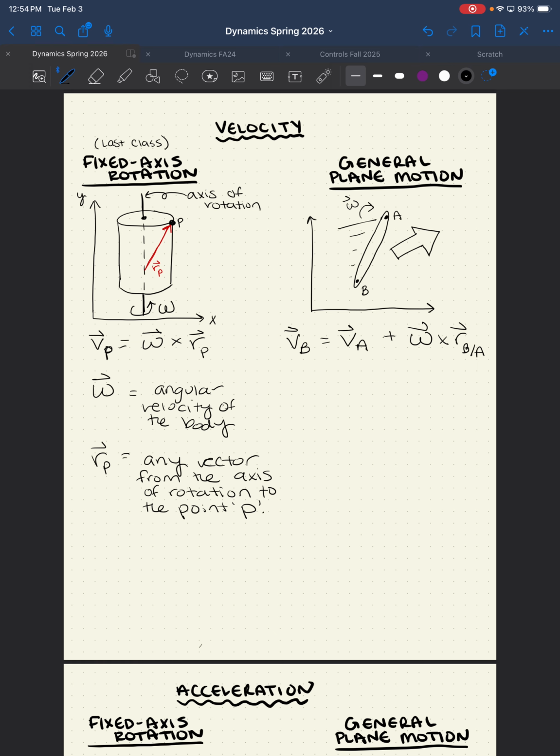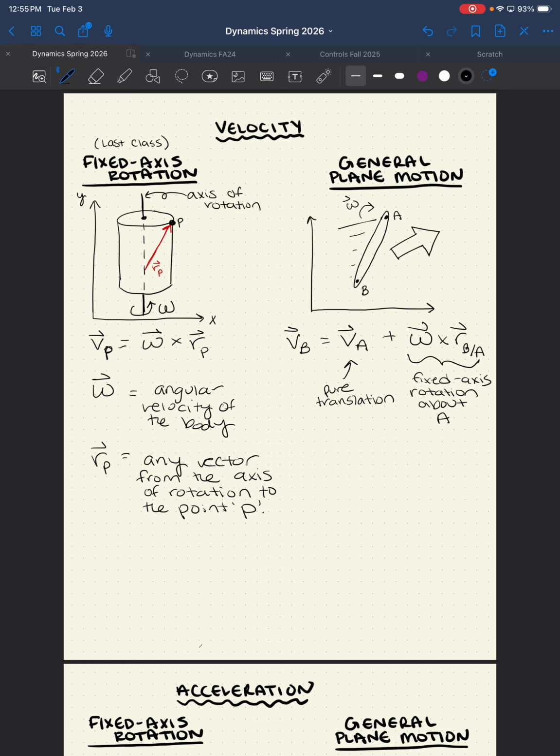Okay, so here we have a pure translation. And then the rest of the body needs to do a fixed axis rotation about A. It's Catherine Jolie, right? Got it.